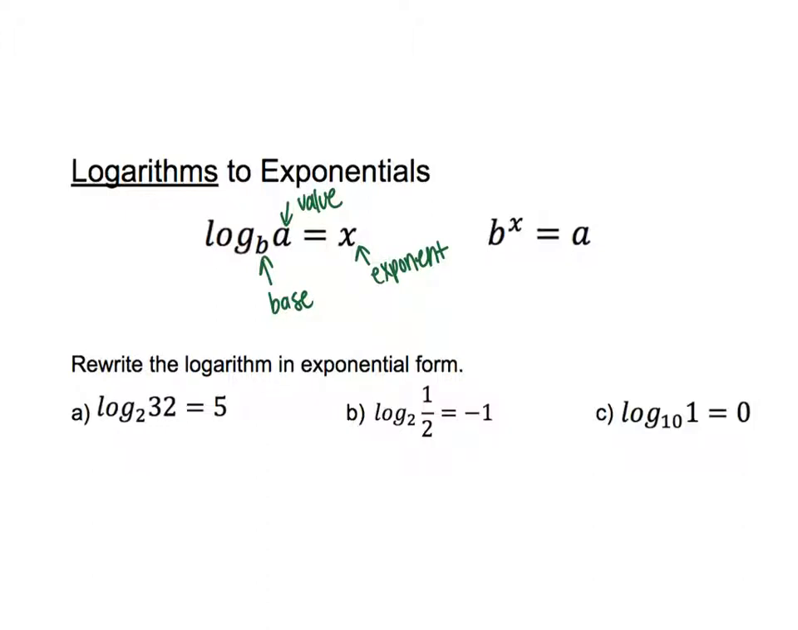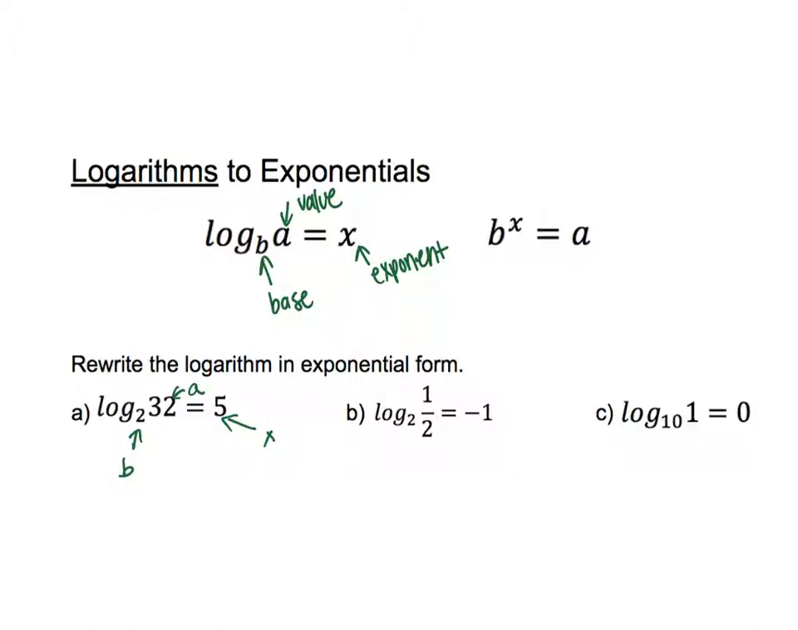So to rewrite a log as an exponent, let's try to do that with part A here. So here I have log base 2 of 32 equals 5. So first, I'd ask myself, what is the base? So the base here is this 2. So I'm going to do some labeling here. So this is my base. 5 here is my exponent, or my x, you can think of it if you're referring to this formula. And the 32 here is your a, or your value.